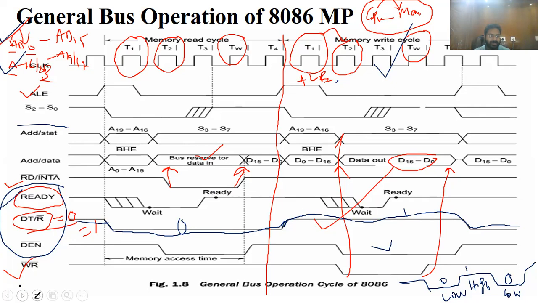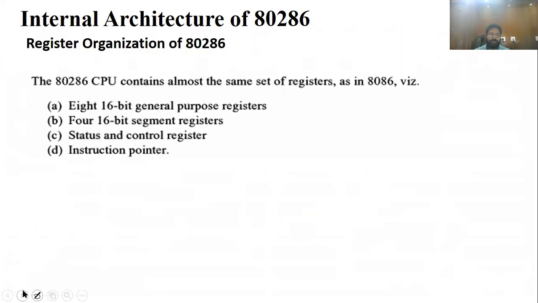So now we can see the next one, the internal architecture of today's class: 80286, 80386, 80486, and so on. Some basic things about this one.